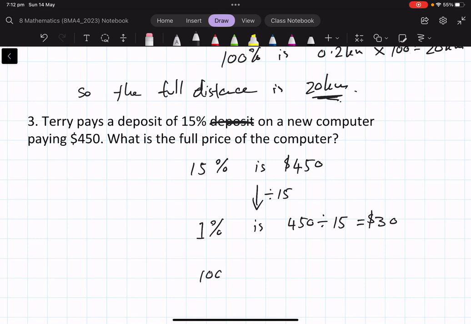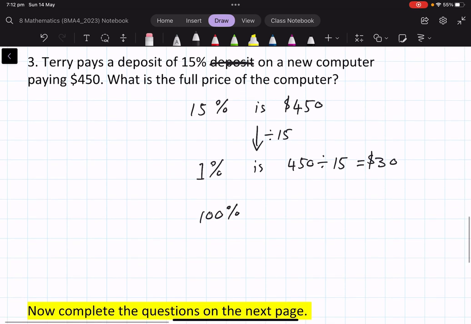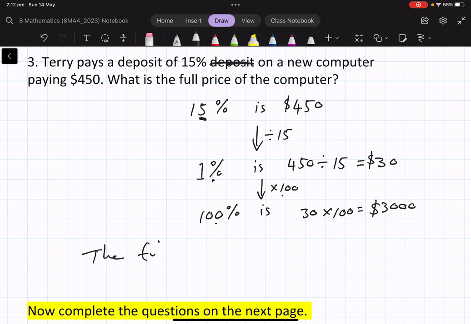So now if I want to work out what 100% is, we would multiply it by 100. You see the process again? We divide it by 15 first. We found 1%, and then I'm multiplying by 100 to get 100%. So 100% is $30 times 100, which gives us $3,000. So the full price is $3,000.